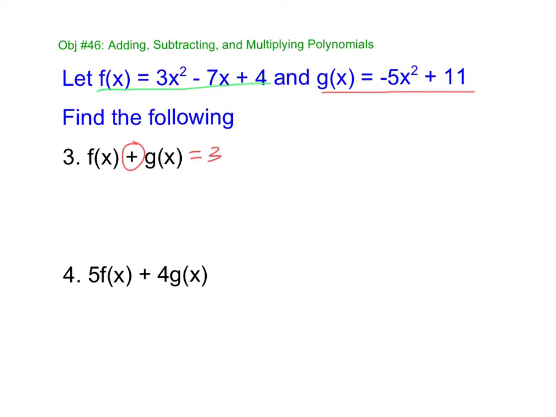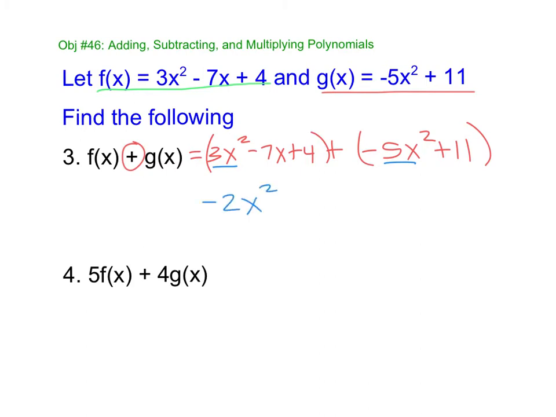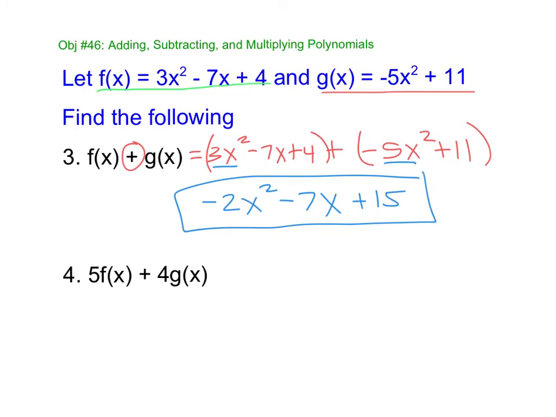So we have our 3x squared minus 7x plus 4 and -5x squared plus 11. Now if you want to put parentheses in to show, okay, that's my f, this is my g, you can, you don't have to. All right, so I got 3x squared and -5x squared gives me -2x squared. My 7x doesn't do anything, and then 4 and 11 gives me 15. So that is the sum of those two functions.